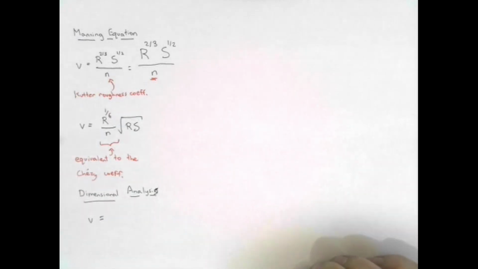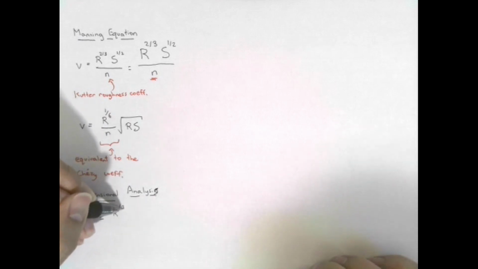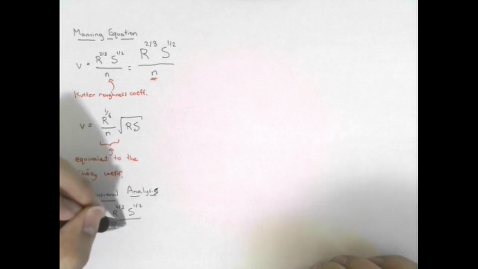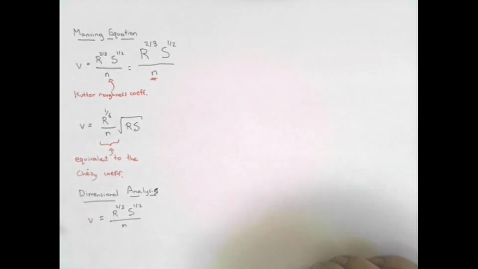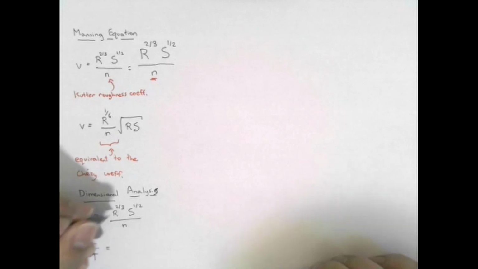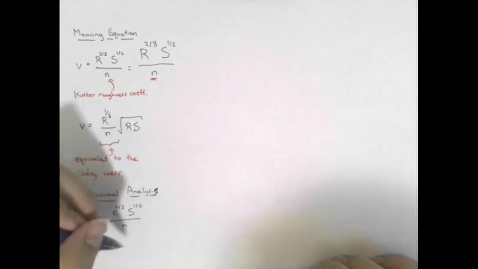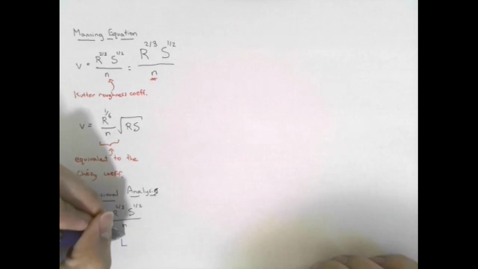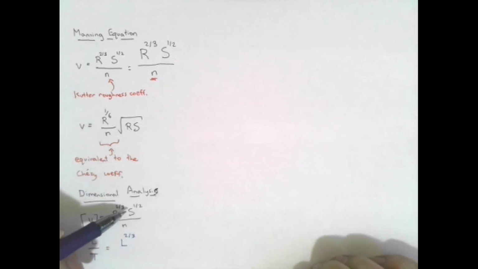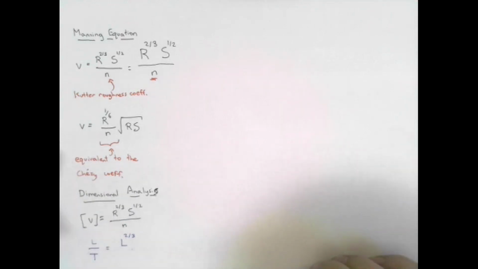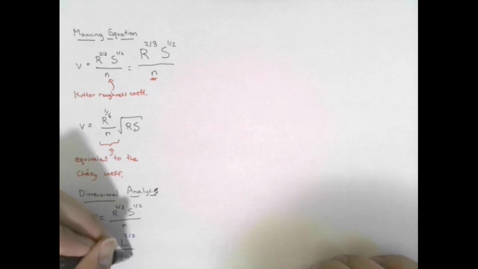We get that Manning's equation says that the velocity is equal to hydraulic radius to the 2/3 times slope to the 1/2 over our roughness coefficient n. Velocity, as you know, has dimensions of length over time. The hydraulic radius has dimensions of length because it's area over length, that's just length. So we get length to the power of 2/3. The slope is dimensionless because it's y over x, it has no dimensions. And then we have the dimensions of n, which at this point we don't really know yet, but we can find using this dimensional analysis.